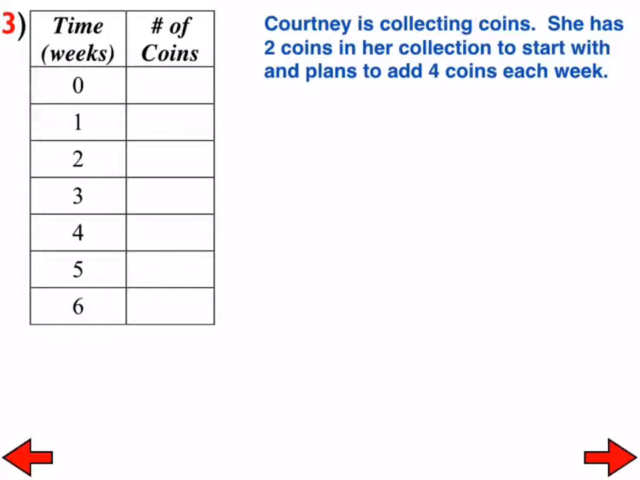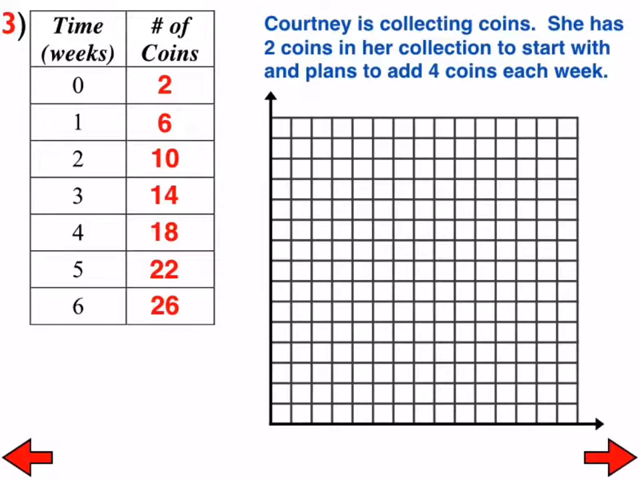All right, so Courtney is collecting coins. She has 2 coins in her collection to start. So at 0 weeks, she has 2 coins. And then she's adding 4 coins each week. And in terms of the graph, I went by 1s on the input axis. Don't forget to label what it represents. I went by 2s going up the output axis. And once again, when I walked around and looked, some of your graphs look slightly different, but that's just because you scaled differently than perhaps I did or perhaps your shoulder partner did. So doing scaling the way that I did, this is what your graph should look like.